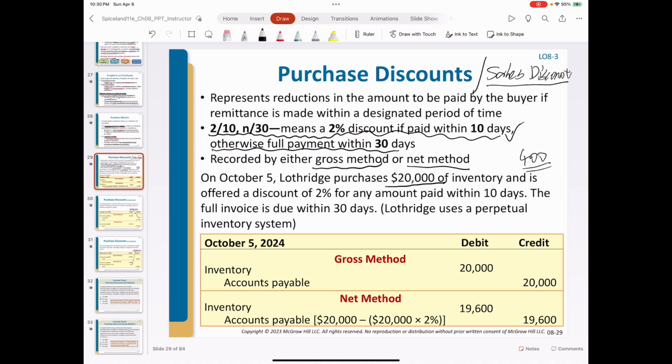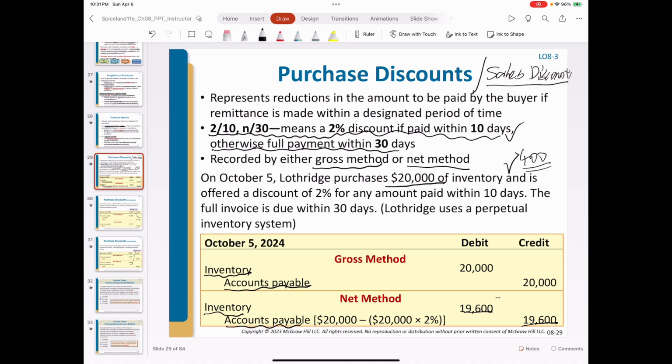If we assume the buyer does not take any discount, the journal entry will be debit inventory, credit accounts payable, no discount. Under the net method, we assume the buyer will take all the discount, and the total discount we calculated was $400. So we debit inventory $19,600, which is $400 off of $20,000. Accounts payable is also after the discount. Later it depends on the payments.